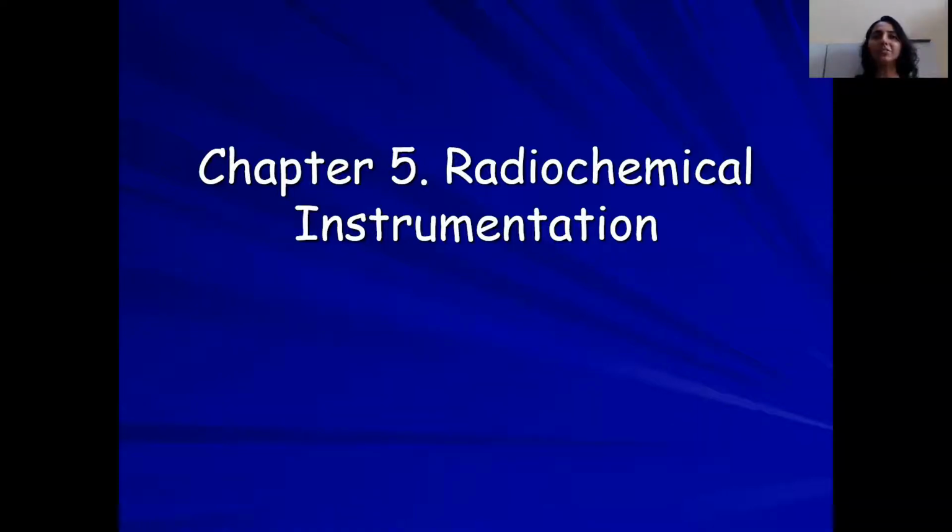Radiochemical instrumentation will deal with measurements which are related to radioactive substances. The radiations that are emitted by radioactive substances, how we can measure them, and how they interact with matter, that is what we will be seeing in today's session.